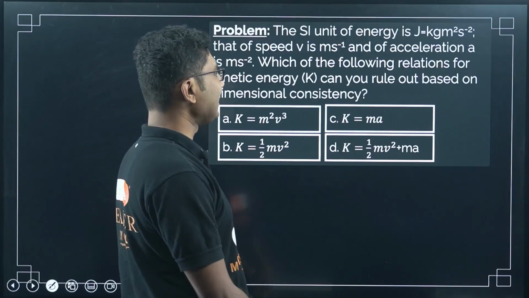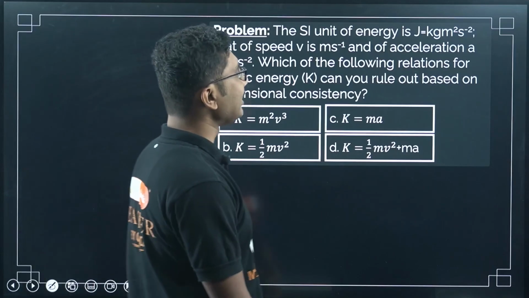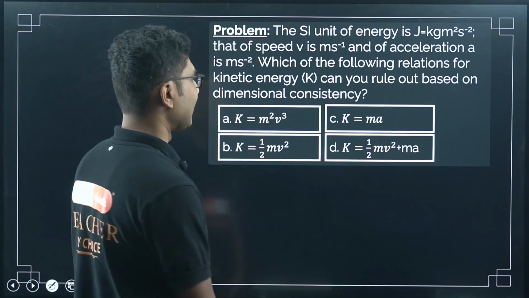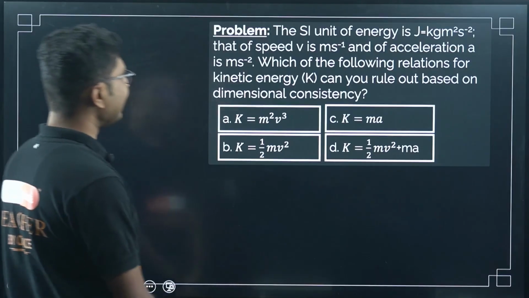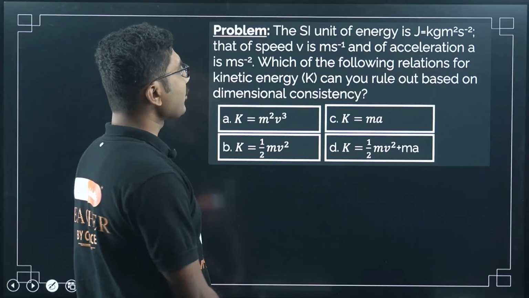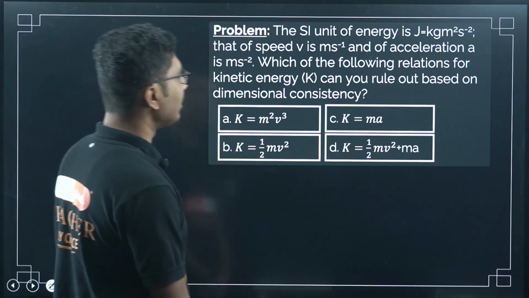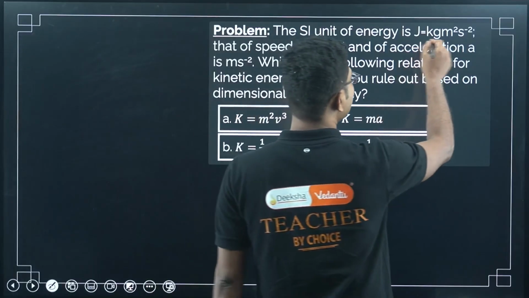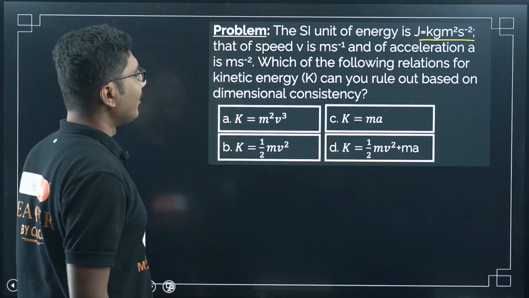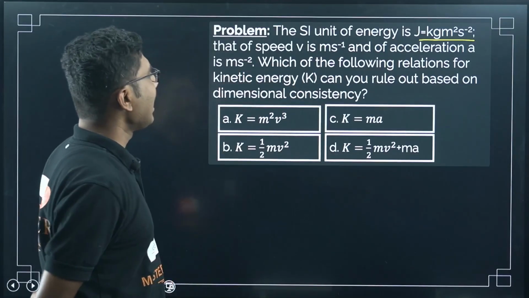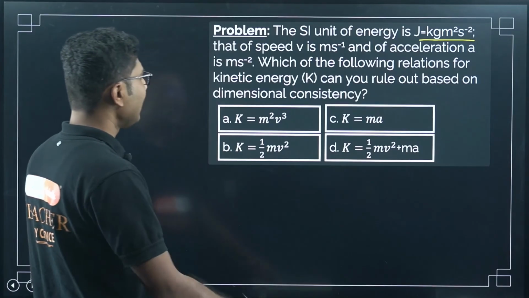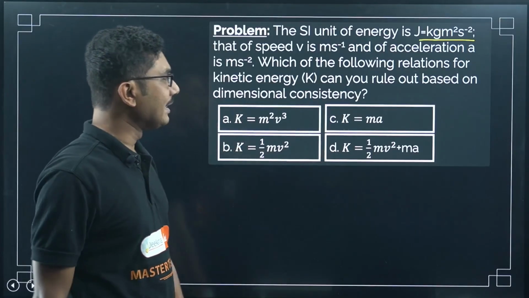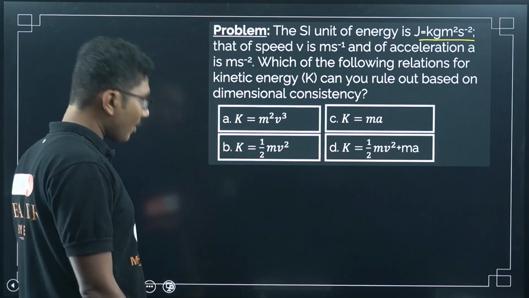The SI unit of energy is joule, equal to kg meter square per second square. That of the speed v is meter per second, and that of the acceleration a is meter per second square. Which of the following relations for the kinetic energy can you rule out based on dimensional consistency? Now you have to find the dimension of these quantities, and you can ignore the one which has a different dimension.